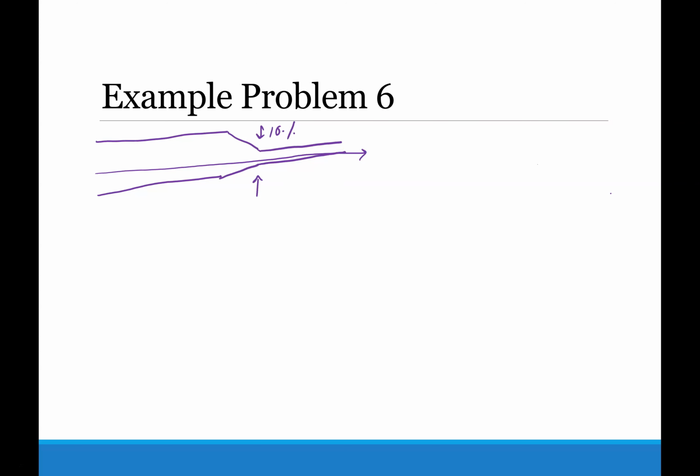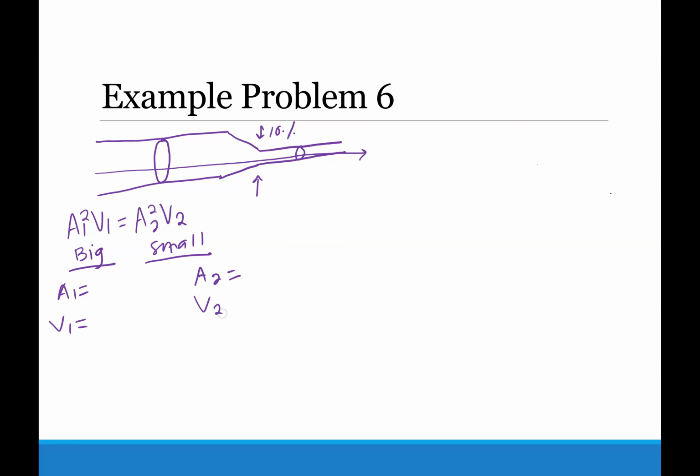And so we know whenever we have two pipes and one gets smaller and one is bigger, that they're both going to have areas and that there's going to be velocities for the water traveling through each of these pipes. And so we know, just based on previous questions that we worked, that the formula we're going to be using is A1 squared V1 equals A2 squared V2. We know we're going to have a big pipe side and a small pipe side, an A1, a V1, an A2, and a V2.